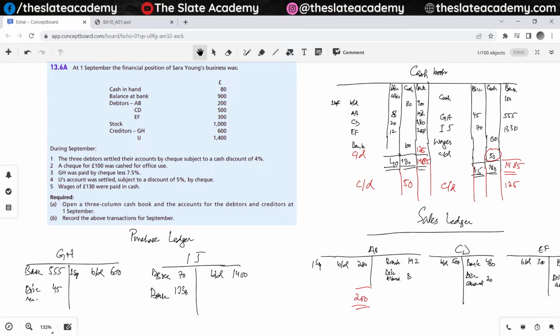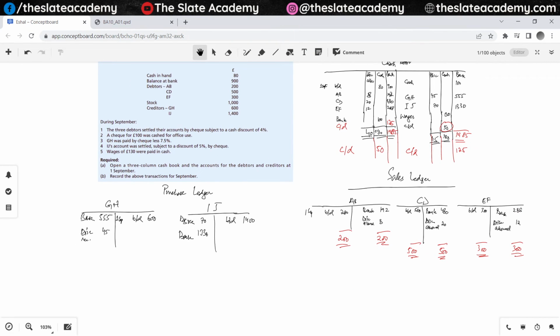So 200 over here, 200 over here. Similarly, 500 on this side, 500 on this side. For this one, 300 over here and 300 over here. Okay, and for the purchase ledger it would be the same, 600 and 600, and 1400 and 1400.